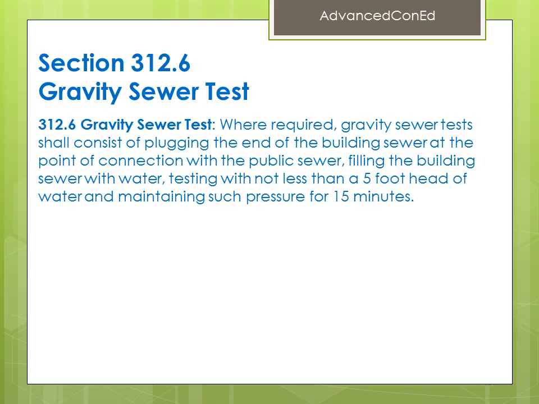Section 312.6 Gravity Sewer Test. Where required, gravity sewer tests shall consist of plugging the end of the building sewer at the point of connection with the public sewer, filling the building sewer with water, testing with not less than a 5-foot head of water and maintaining such pressure for 15 minutes.